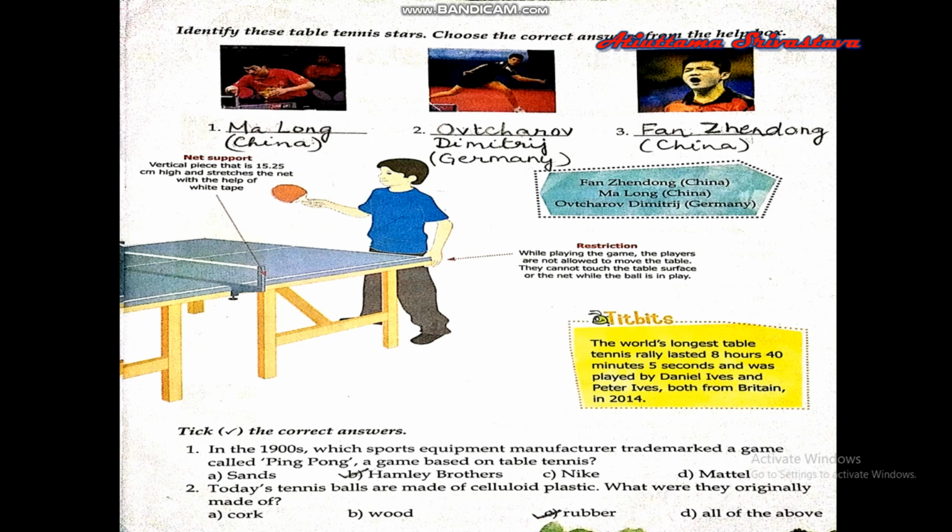Now some questions. In the 1900s, which sports equipment manufacturer trademarked a game called ping pong, a game based on table tennis? The answer is Hamley Brothers. Second question. Today's table tennis balls are made of celluloid plastic. What were they originally made of? The answer is they were made of rubber.